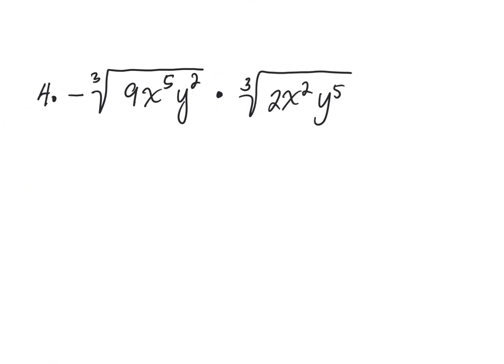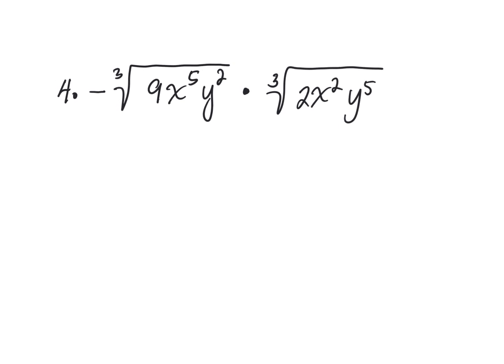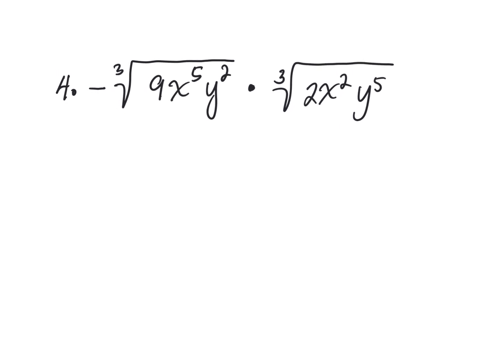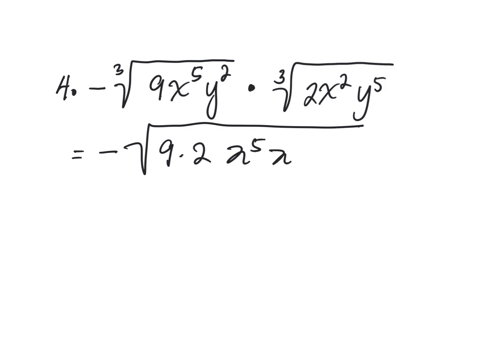Okay, number 4 here. This is a negative cube root of 9x^5 y^2 times the cube root of 2x^2 y^5. Okay, so let's put everything in one. Let's not forget the negative. The negative will still be there. So 9 times 2, then x^5 and x^2, y^2 and y^5. Here we're going to create perfect cubes. Negative. So 9 times 2 is 18.